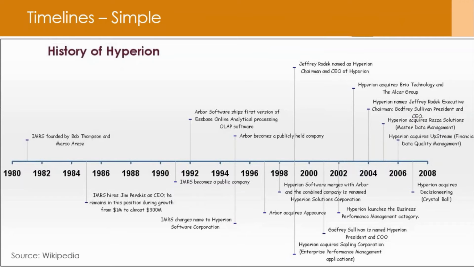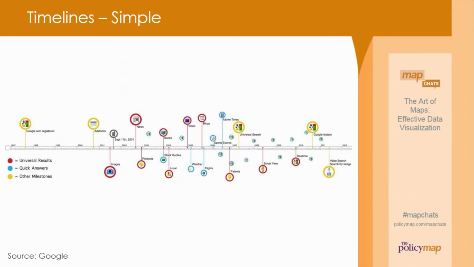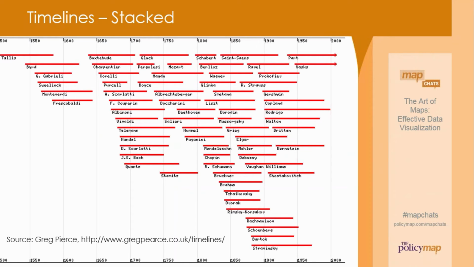A third important approach is timelines. They vary from very simple, like this history of a company, to those that add a little bit of color but are still fairly simple, to a fairly simple one where the information is so dense at a particular point in time that we end up having to stack them up.